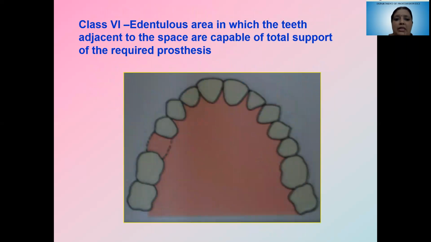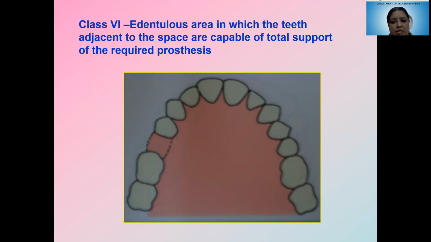Applegate's Kennedy's class 6 again looks similar to class 3, a single unilateral edentulous area with teeth present both anterior and posterior to it. But here, the edentulous space is very small. The adjacent teeth are pretty strong. They are capable of providing complete support to the prosthesis. Ideally, these are cases which should be restored either with fixed partial dentures or with implants. But due to certain reasons, like I told you, age, socioeconomic status, etc., we are going for a removable partial denture.